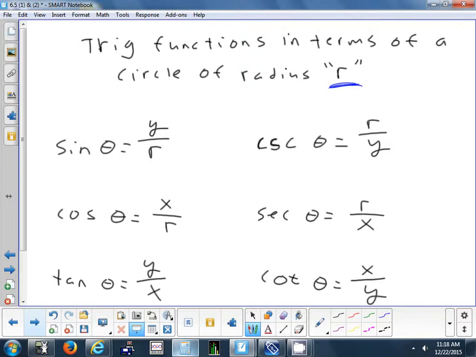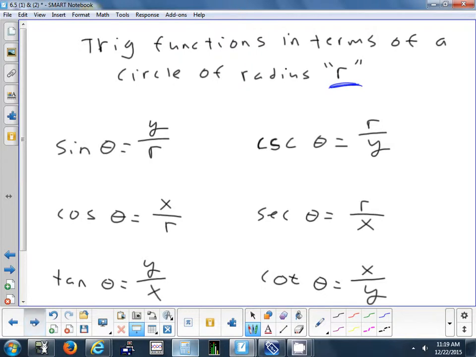Now, if you let r be 1, what would y over r turn into? Just y. How about cosine if you let r be 1? Just x. So those definitions that I gave you before, the y, the x, and the y over x, were really a specific case of these, where I just let r be 1. And then, of course, if you flip them, 1 over y, 1 over x. Since r is not involved with tangent or cotangent, those stay the same. So these are your 6 trig functions in terms of a circle with radius r.